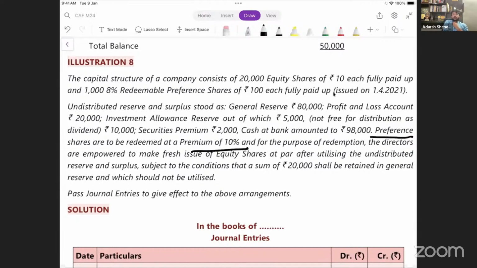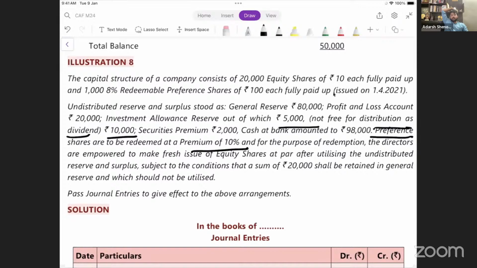Okay. Undistributed reserves and surplus stood as follows. So we have general reserve, we have P&L account, we have investment allowance reserve. This is interesting. Look at this. Investment allowance reserve, out of which 5,000 is not free for distribution as dividends, 10,000 is there. So of the total 10,000 investment allowance reserve, only 5,000 is blocked towards investment allowance. The other 5,000 is a free reserve. So 5,000 is to be considered as free reserve.